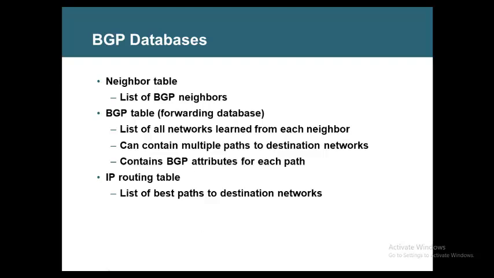Now, I want to add something here. It says list of all networks learned, but not only learned, as well as locally advertised. So the BGP table is the place where you can see what you are advertising and what you are learning. Both advertising and learning. The routing table, as usual, will have only the best selected path. So three tables: neighbor table, BGP table, and the routing table.